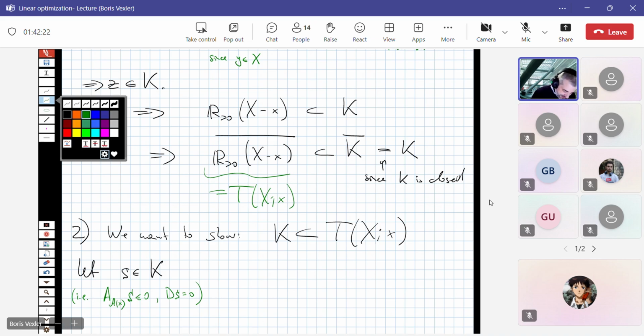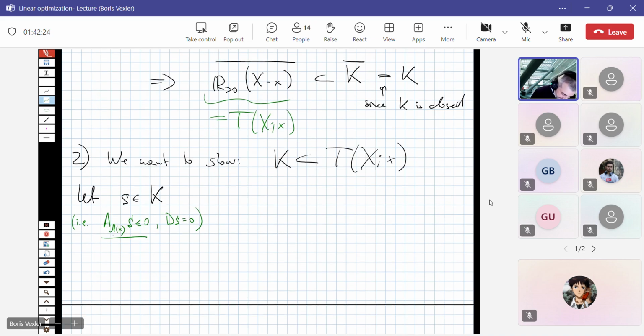And probably again, what is written here, what does it mean? It means that if we take a_j transposed s, this is less or equal than 0 for every j from A of x.